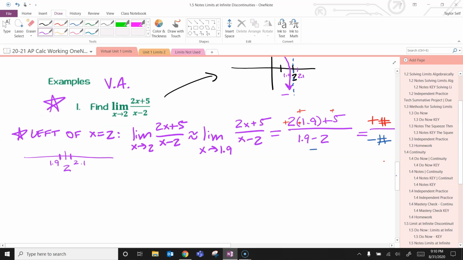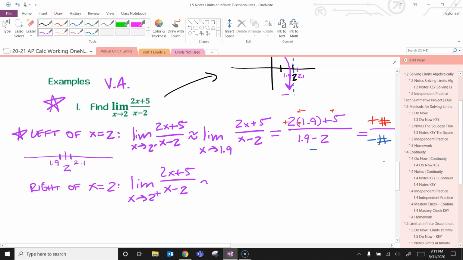All right, right of 2, right of x equals 2. Again, we're going to use 2.1. The limit as x approaches 2 of (2x plus 5) over (x minus 2). Oh, sorry. This was supposed to say 2 from the left. And now we're doing 2 from the right.